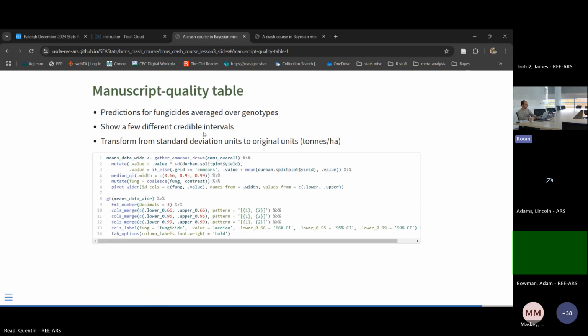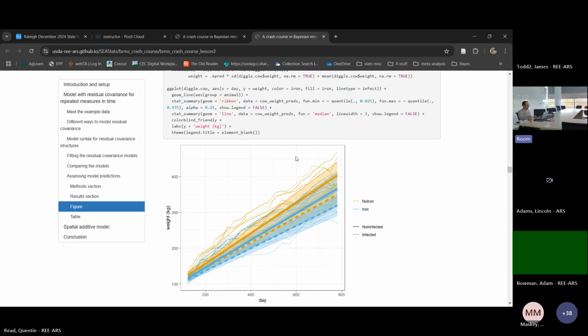And then this is what I would use for a manuscript quality table, if you wanted to look at fungicide predictions averaged over genotypes with different credible intervals on it. Once again, I had to back transform it by multiplying back the standard deviation and adding back the mean, and I've got the mean for fungicide 1, fungicide 2, and the difference between them. I won't run that code. I'll just show you in the lesson text.